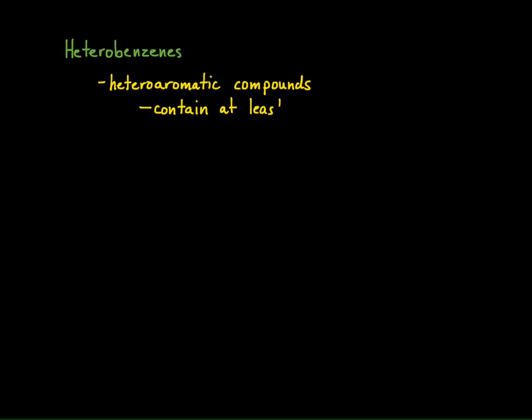In this video, we're going to talk about heterobenzenes. Heterobenzenes are often called heteroaromatic compounds, but typically we call them heterobenzenes for short. And essentially, a heteroaromatic compound is an aromatic compound that contains one heteroatom, like nitrogen, oxygen, sulfur, and so on.